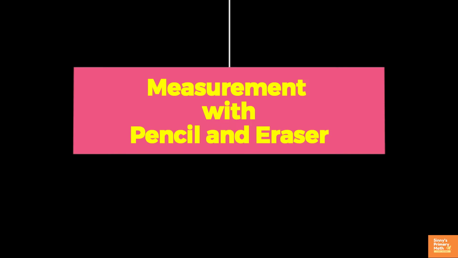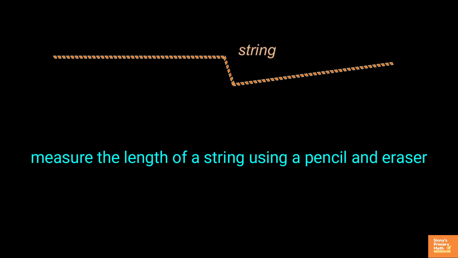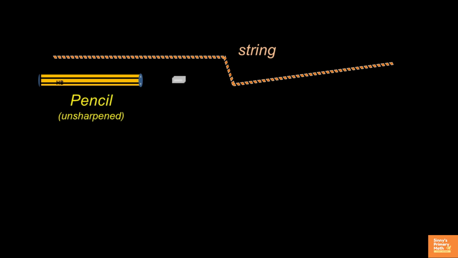Activity: Measurement with pencil and eraser. In this activity, we are going to measure the length of a string using a pencil and an eraser. Take an unsharpened pencil and a rectangle-shaped eraser. The length of the pencil should be approximately 10 times that of the eraser. The string is longer than the pencil. Now use the pencil to find the length of this string.